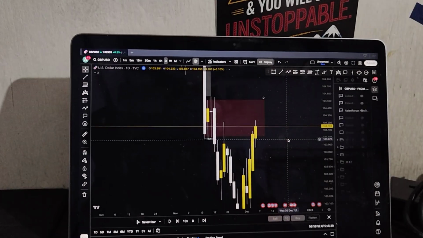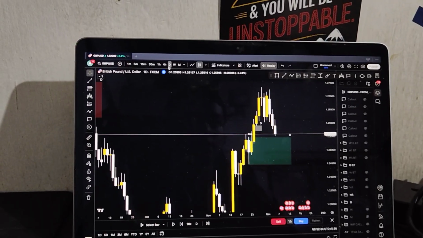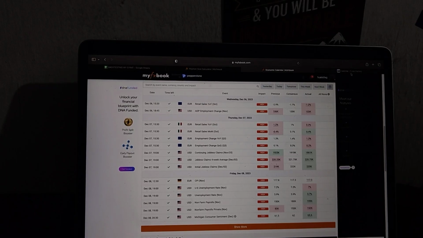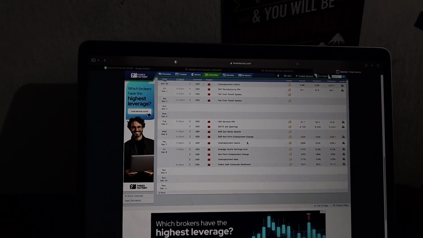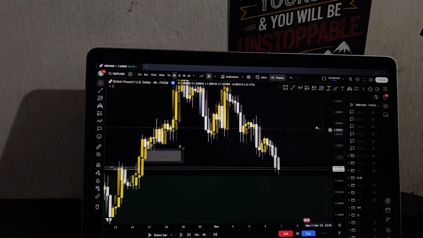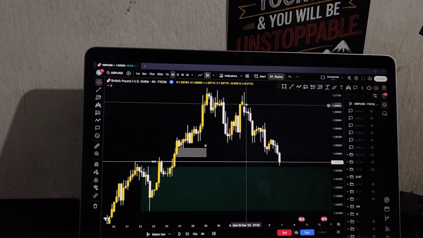So I will be looking for buys on DXY, which is sells in GBP USD. And also on Thursday we can trade because there's unemployment claims, only one news, and Friday probably we will not trade because of NFP.